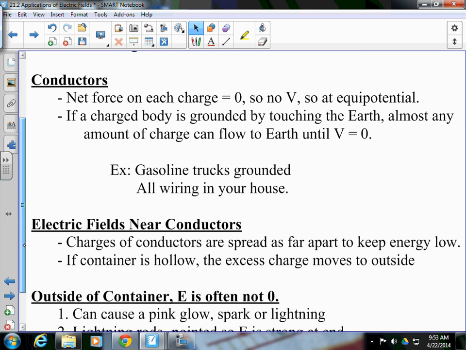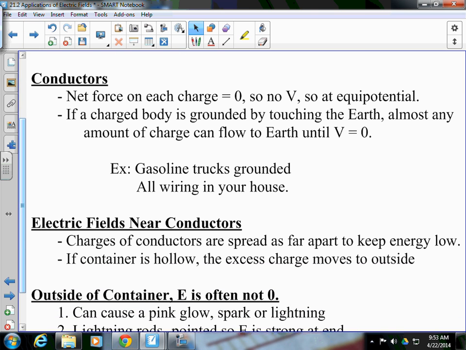Conductors: the net force on each charge is 0, so you have no voltage. So it's at equal potential, so voltage is 0. If a charged body is grounded by touching the earth, almost any amount of charge can flow to the earth until the voltage is 0.